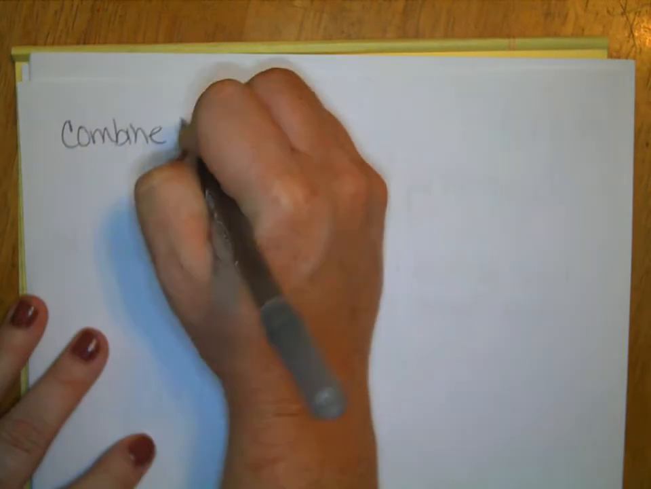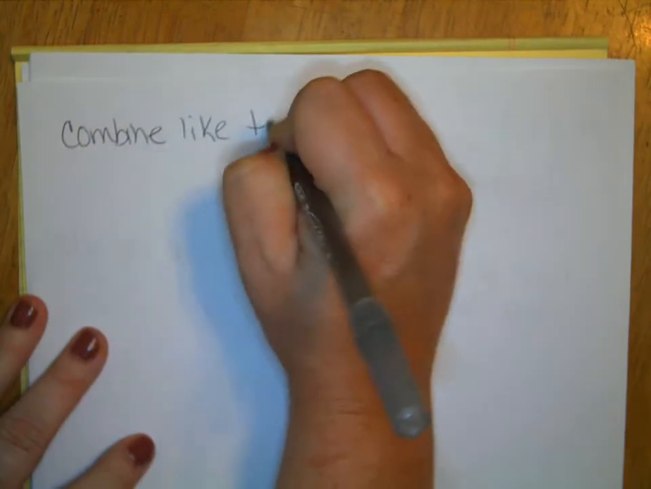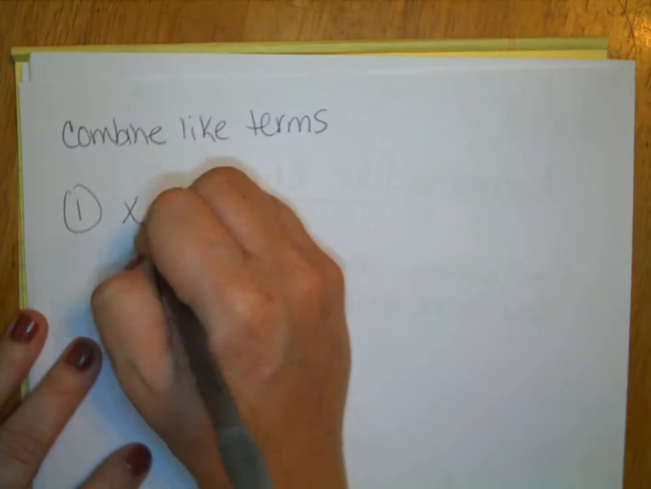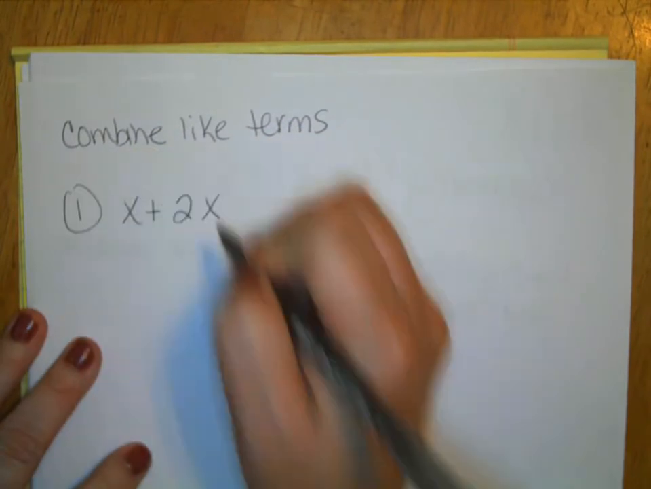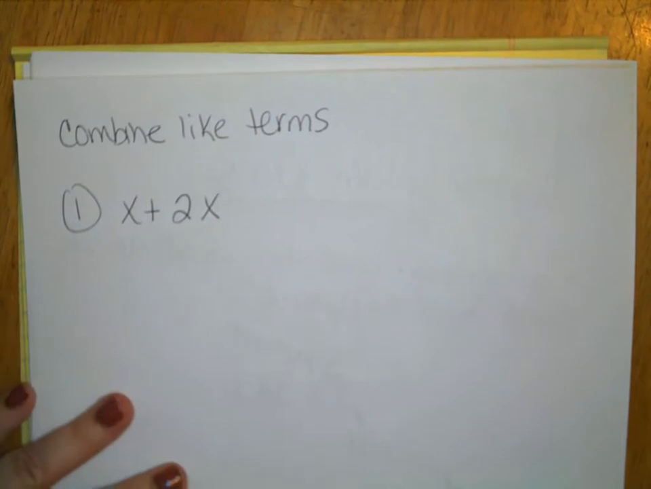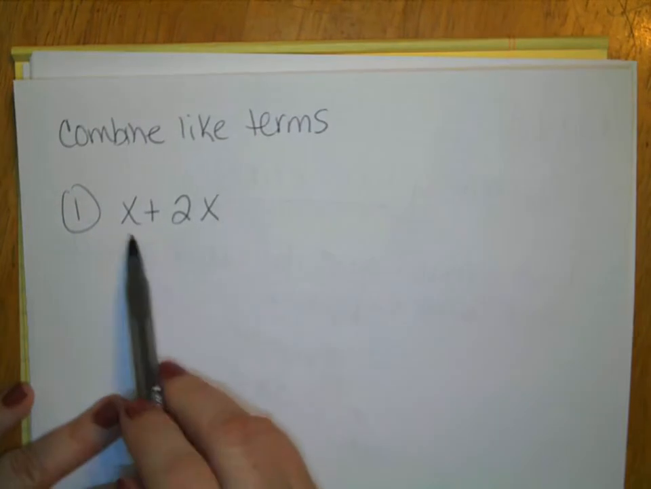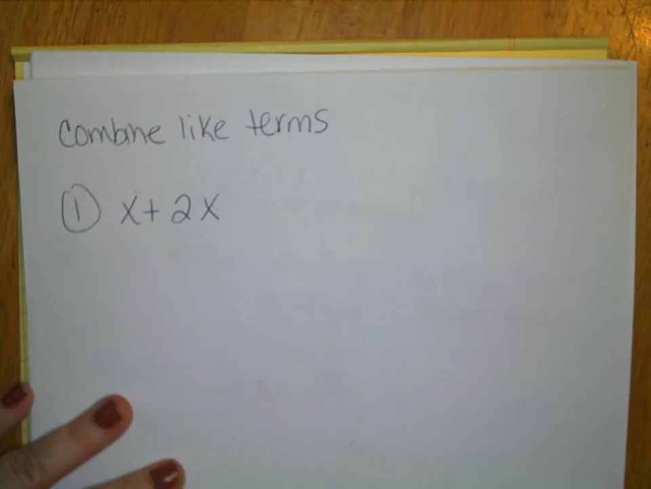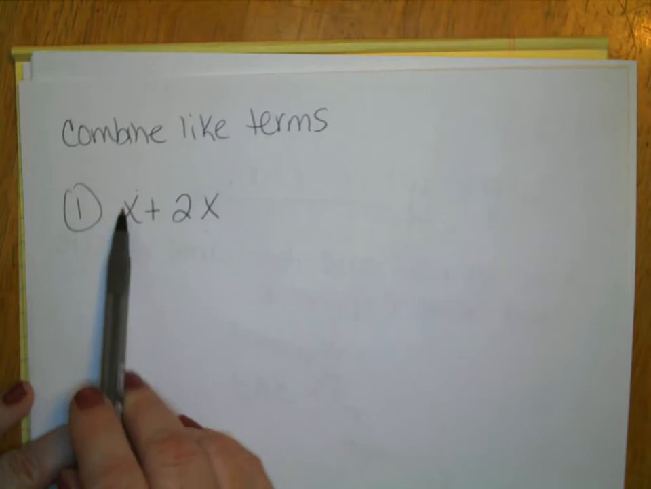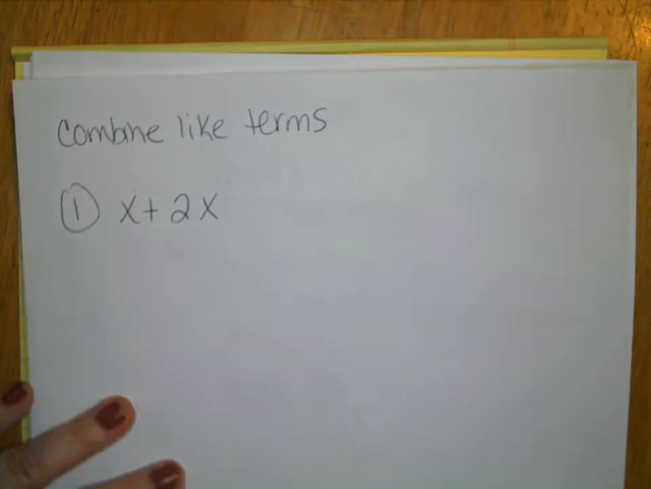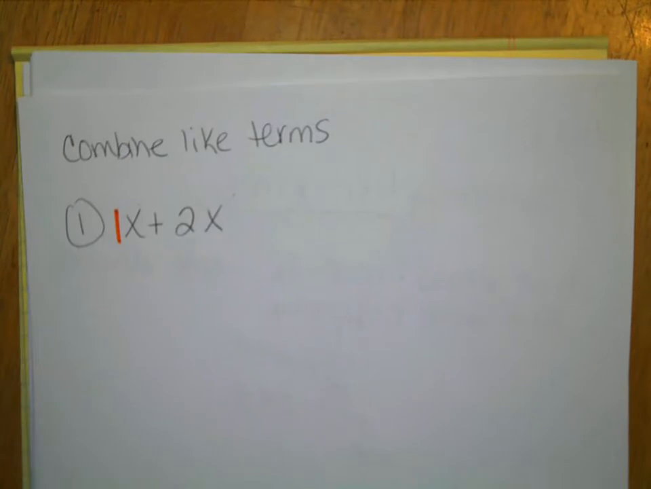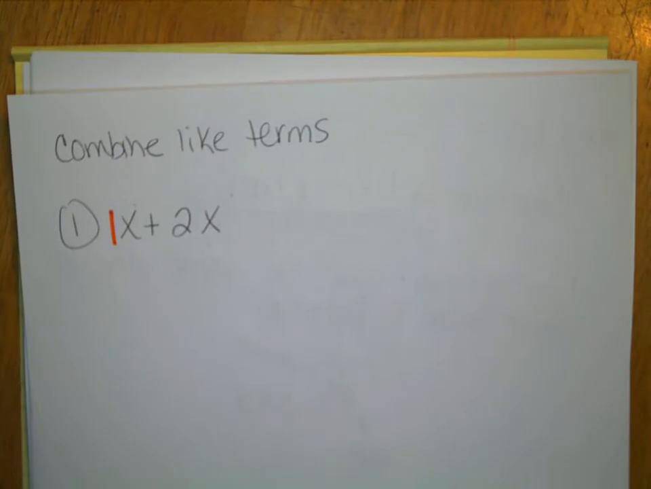So the first problem we're going to look at is x plus 2x. First of all, we determine, are these like terms? They have the same variable, and they have the same exponents. Now, this does not have a number in front. When there is no number in front, it's an understood 1. When there are no exponents, they are understood 1s.